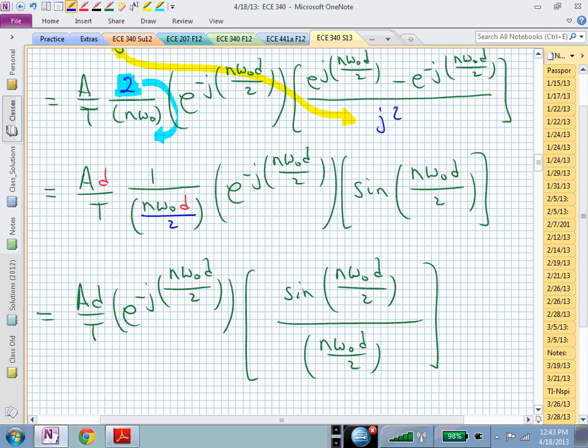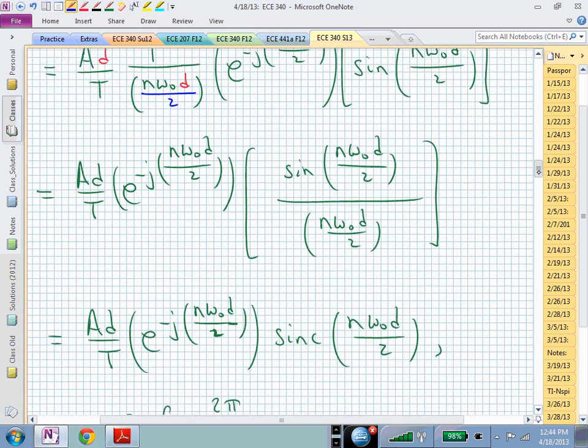Here's the phase weighting term, and here's my average value piece, the A d over T. So this is the average value weighted by a sinc function and raised to this e to the minus jx value. Questions on that? And that's actually the expression.